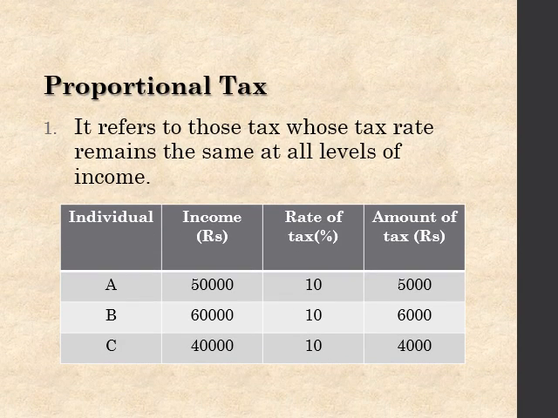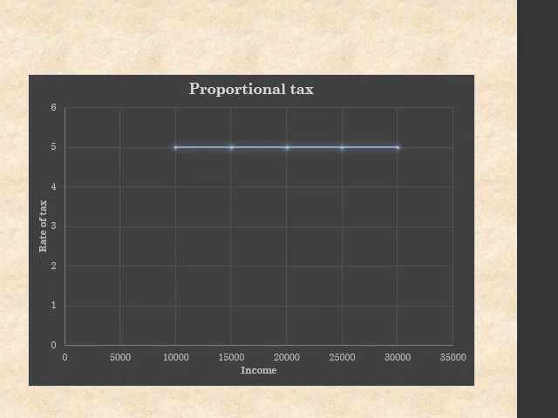Let's talk about proportionate tax. Already discussed the definition. It refers to those taxes whose tax rate remains the same at all levels of income, whether it is increasing or decreasing. The tax rate remains the same, so 10%, 10%. And you need to check the diagram also. The diagram is parallel to the x-axis, or you can say horizontal to the x-axis. Income will come on the x-axis and rate will come on the y-axis. So this is the x-axis and this part is called the y-axis. The rate of tax will come on the y-axis and the income on the x-axis, so this tax rate is parallel to the x-axis.